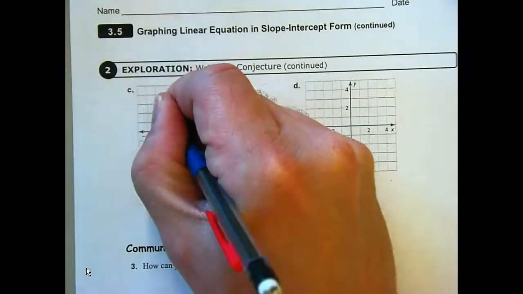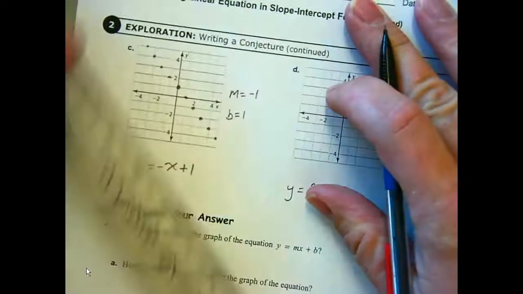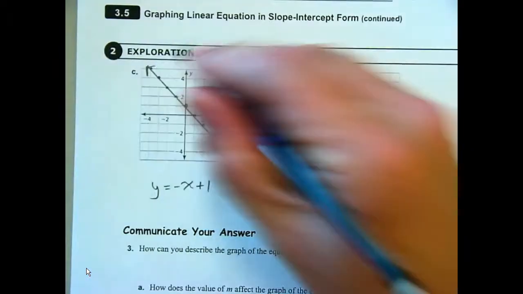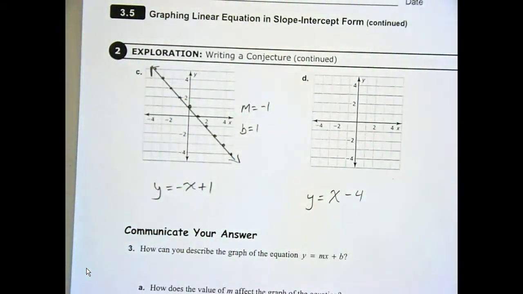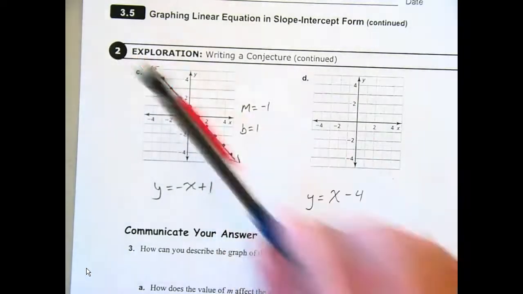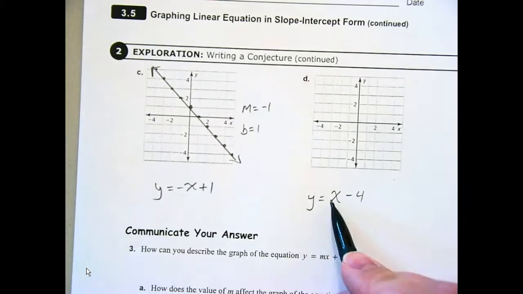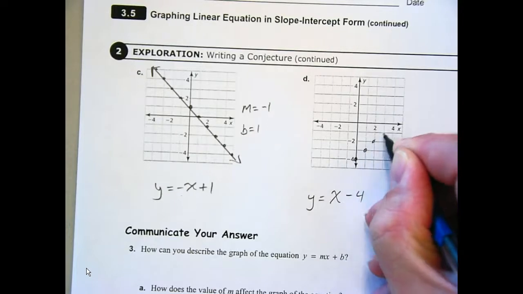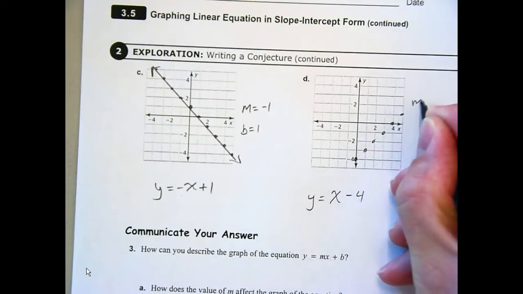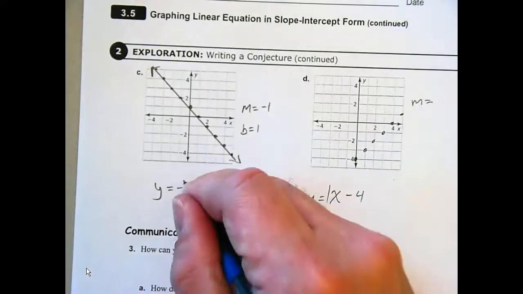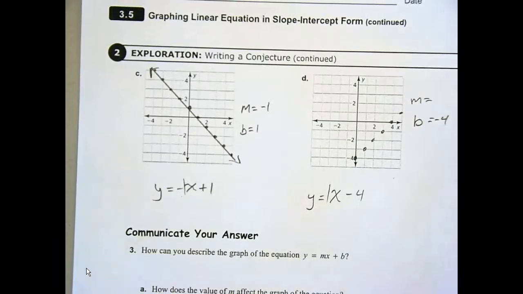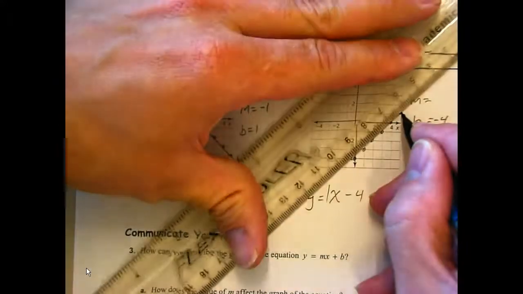All right, show your neighbor your graph for letter C. How many got it? It should be falling from left to right. It's going down because it's a negative slope. This one will be going up from left to right, rising. Our M is 1, that's the number in front. Here it was negative 1. Our B is negative 4. Start at negative 4, go up 1 over 1, and voila.